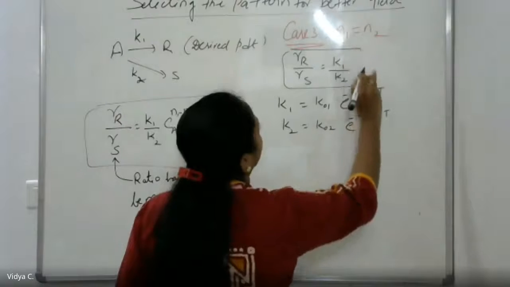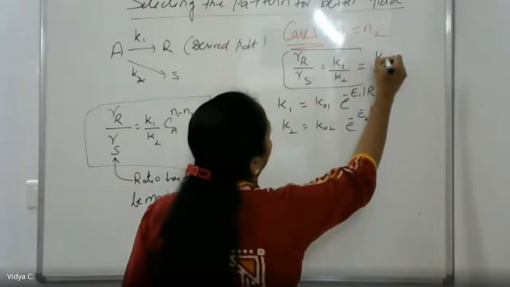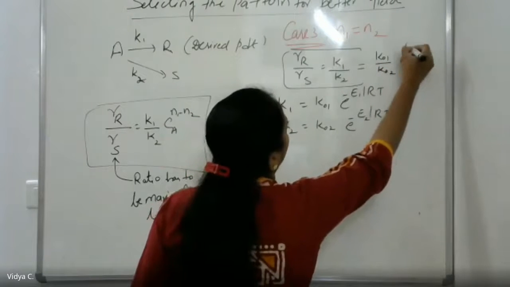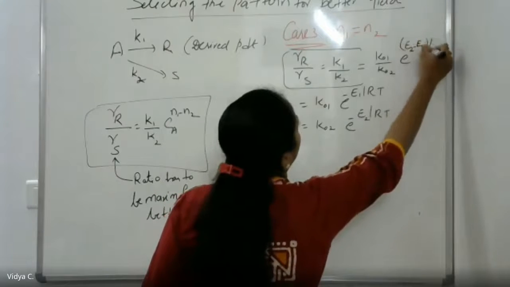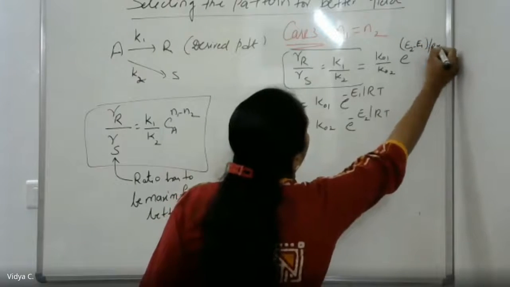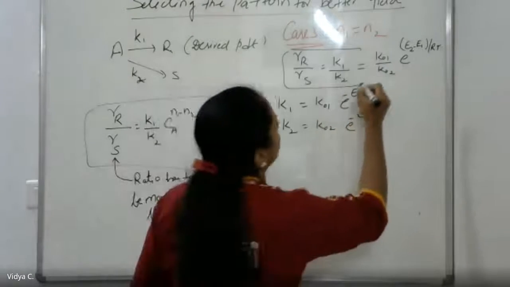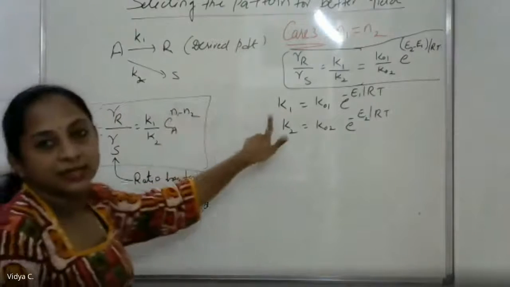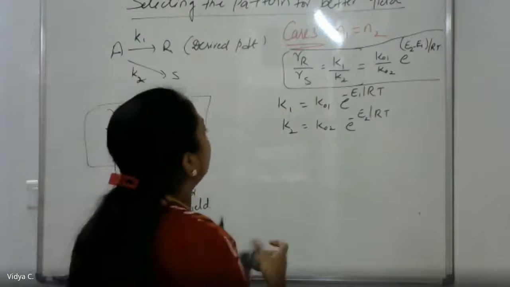So what can I now write here? I can now write this as K01 by K02 e to the power of E2 minus E1 by RT. Okay, I can write this equation. Can you see? Yeah. Now I rub this. I don't need this. To explain, I need more space.